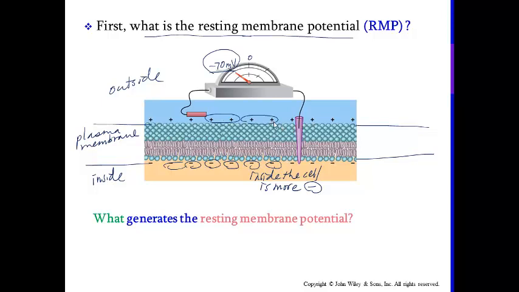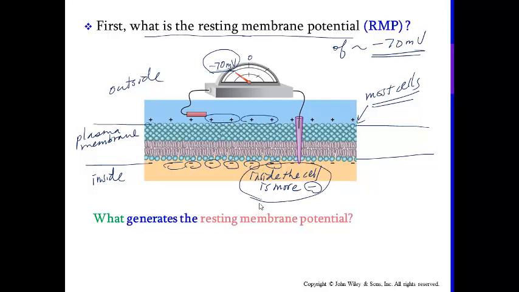For most cells, they will observe a resting potential of maybe minus 70 millivolts, telling you it's more negative inside the cell. So the next thing we're going to take a look at is what helps generate this resting membrane potential, to keep it more negative inside.